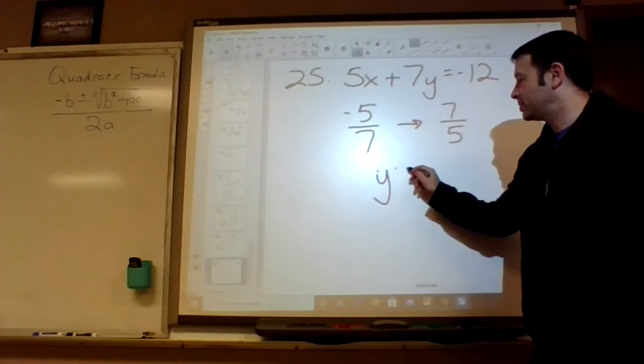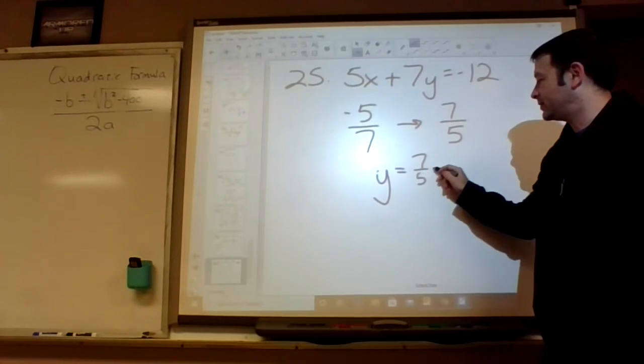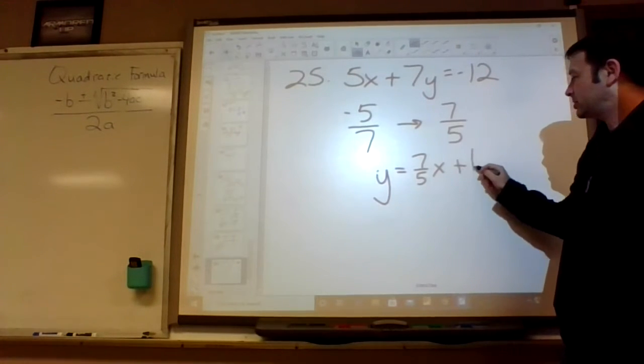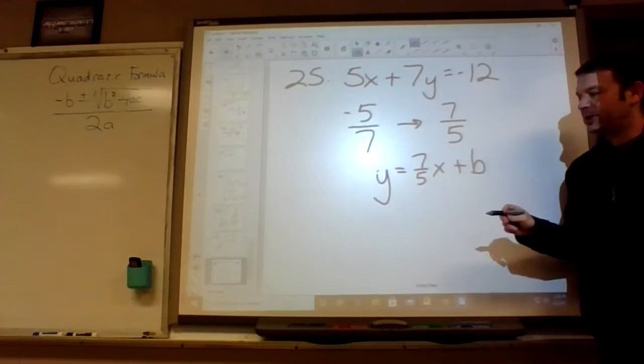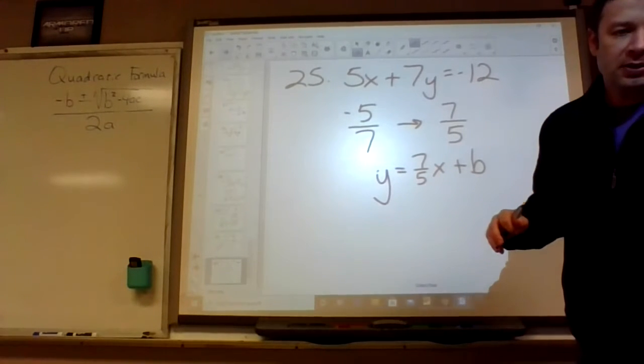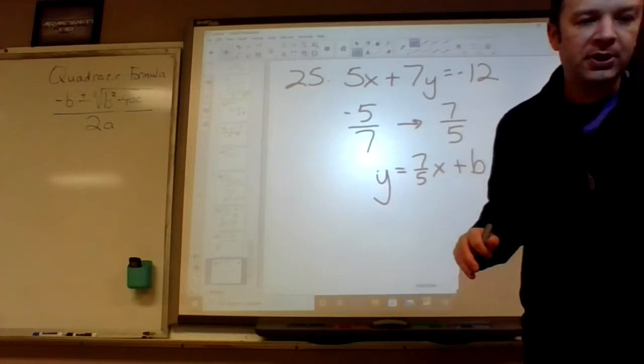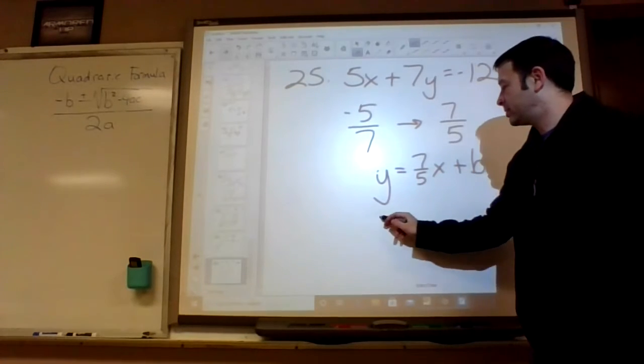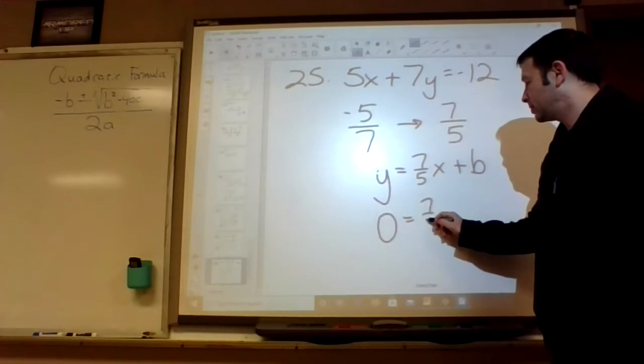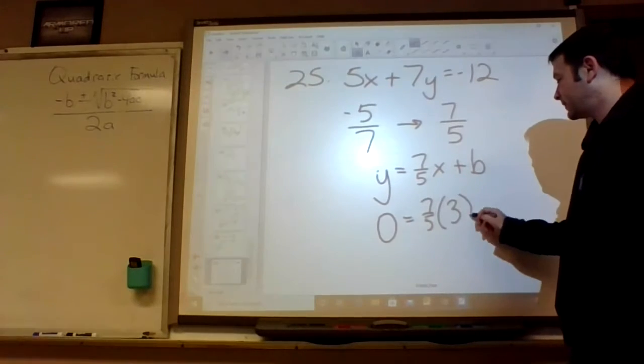So my equation is going to look something like this. y equals 7/5 x plus b. How am I going to find b? Plug in those two numbers. 3, 0. 0 is the y value. 3 is the x value.